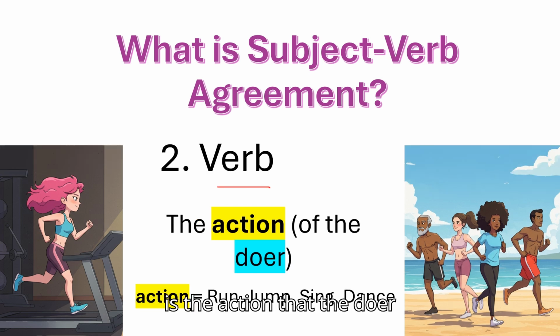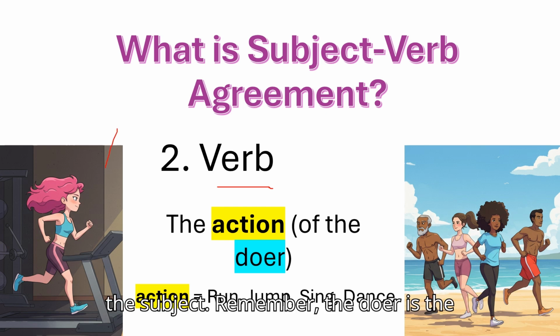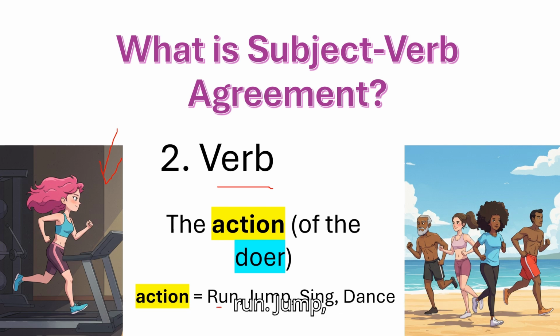The verb is the action that the doer, the subject, does. Remember, the doer is the subject. The verb is the action that the doer does. For example, run, jump, sing, and dance are all verbs.